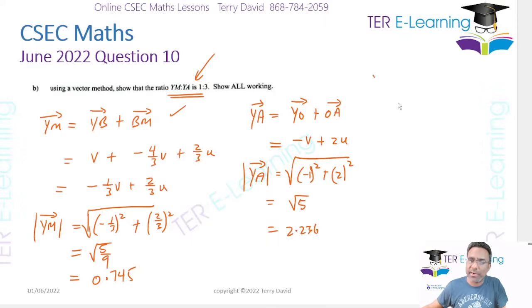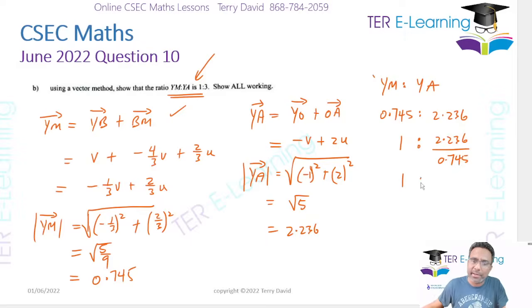So if we look at the ratio of the lengths, we can say that YM to YE is 0.745 to 2.236. Therefore, I can write this as 1 to a ratio of 2.236 divided by 0.745. When I work this out, if I divide this by 0.745, I'm getting exactly 3, which is what they said to prove. Alright guys.